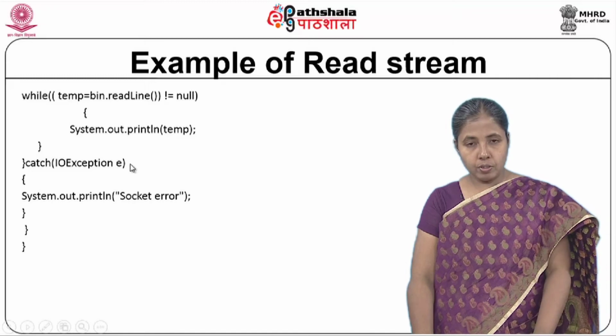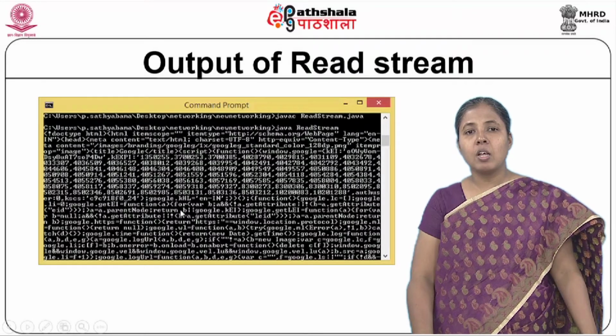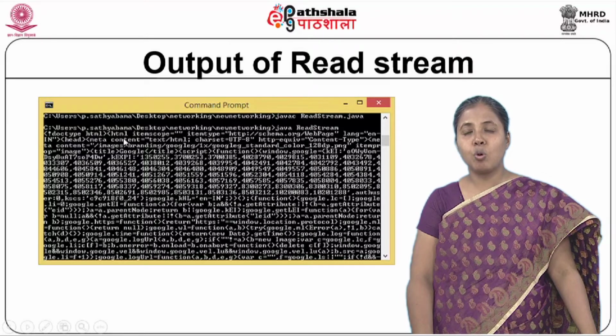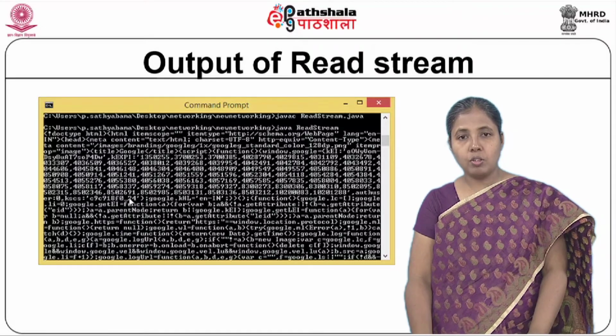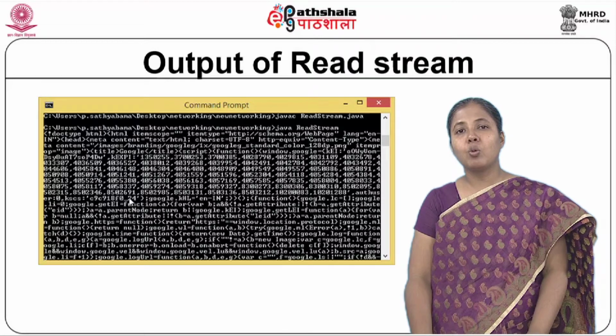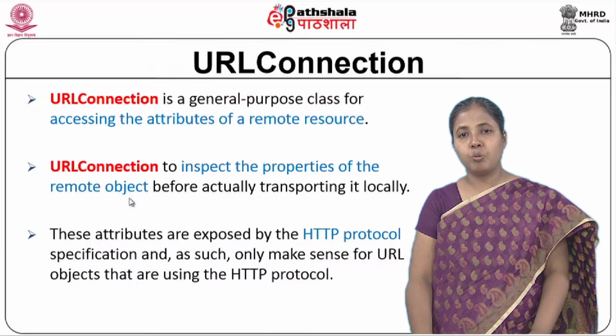Now you can see the output looking like this. You can see that the entire HTML source information of the page google.co.in is read, so you are actually retrieving the entire URL and printing it on your screen. This is how you can read a stream using this URL class.